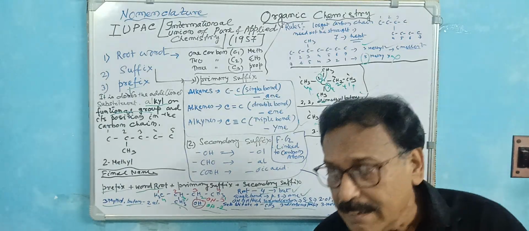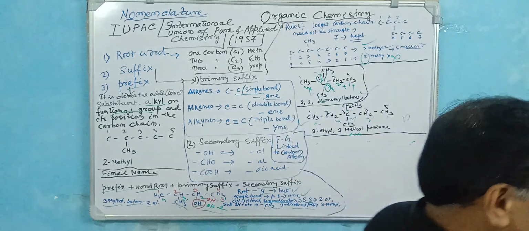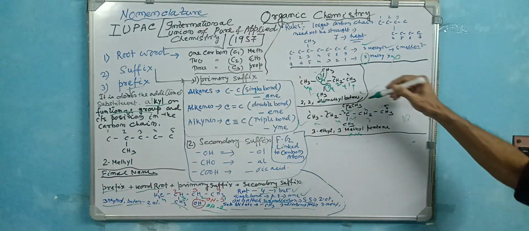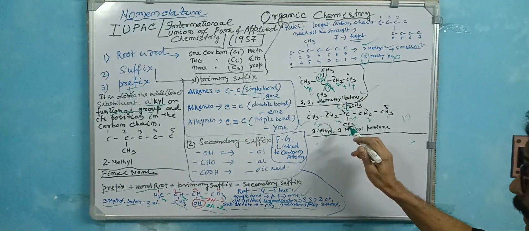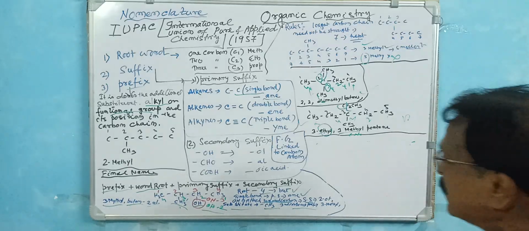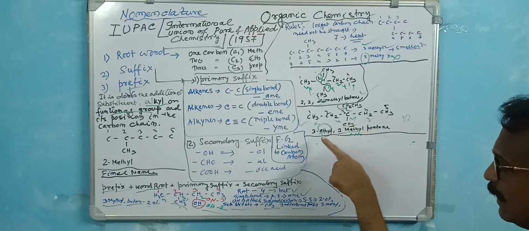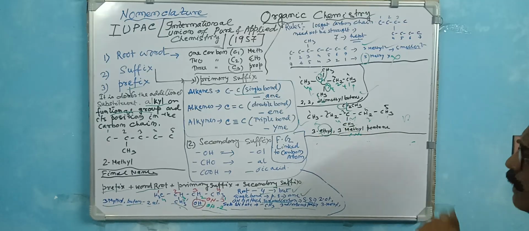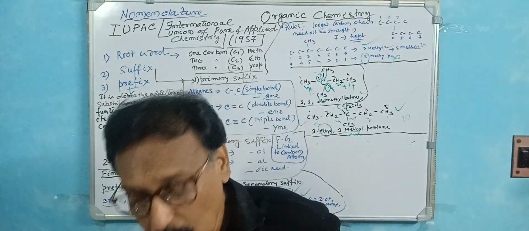This is the ethyl. Alphabetically, E comes first, then M. So you write 3-ethyl, 3-methyl. E comes alphabetically before M. This is the C2H5 ethyl. So 3-ethyl, 3-methyl. The word root is pentane. Is it clear to you?